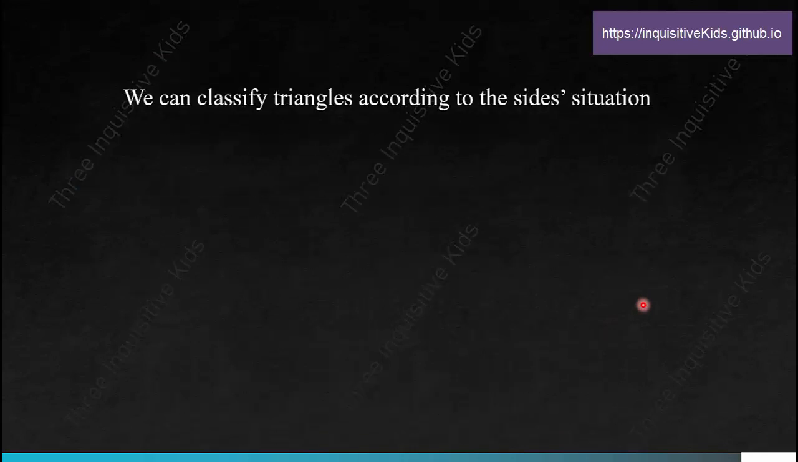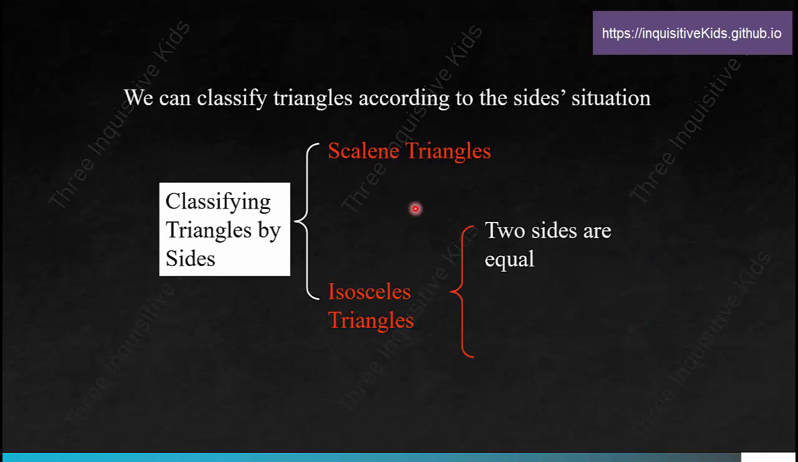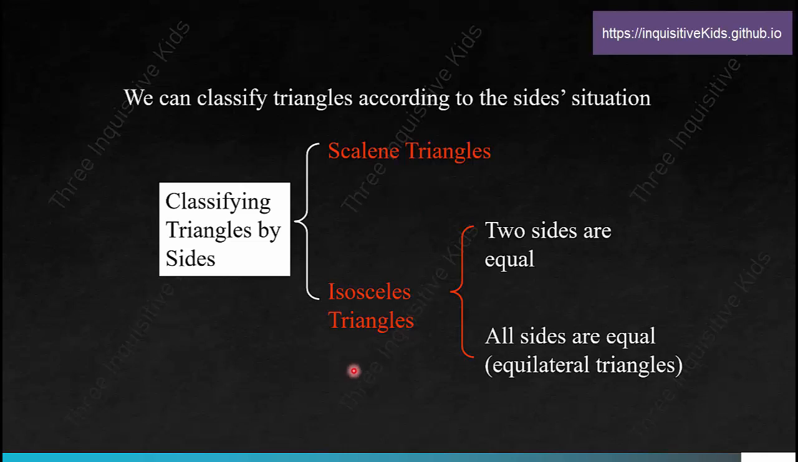So we can classify triangles according to their sides: scalene triangles and isosceles triangles. You might be wondering, what about equilateral triangles? Well, equilateral triangles are part of the category of isosceles triangles, because an isosceles triangle just means two or more sides are equal. So there's one type of isosceles triangle where just two sides are equal, and there's a special kind where all sides are equal. Isosceles triangles with all sides equal are called equilateral triangles.